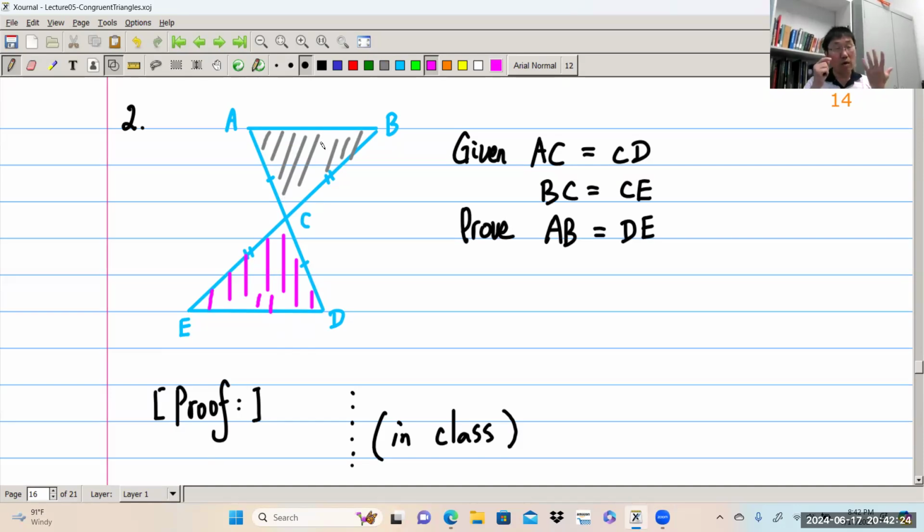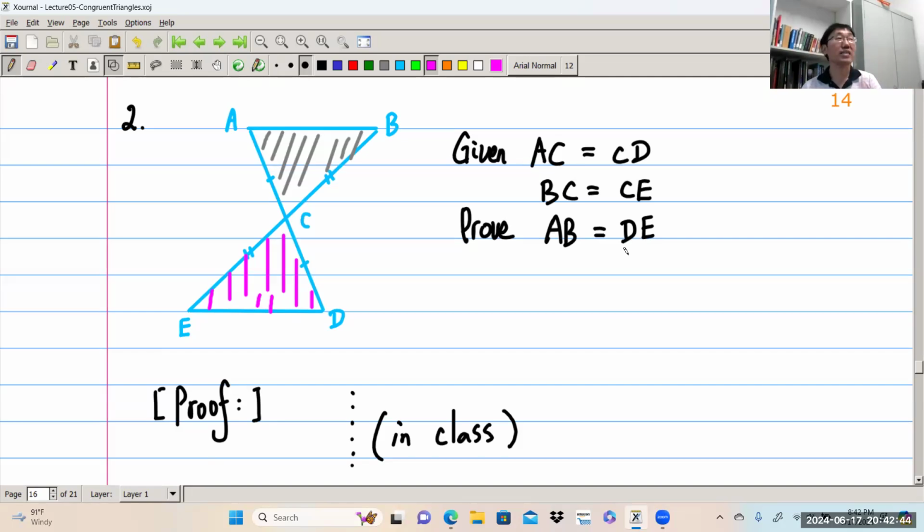Then you ask yourself, can you use SSS congruence to prove they are congruent? No, because the problem asks you to prove AB equals DE, right? You cannot use that condition here. I don't know if AB is equal to DE now. It's something I need to prove. So you cannot use SSS.